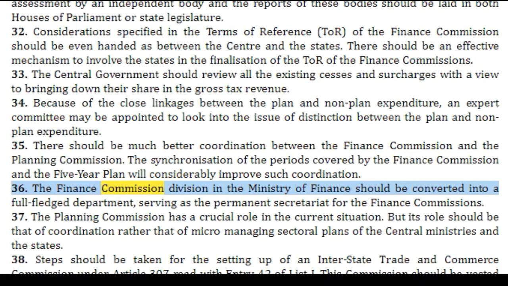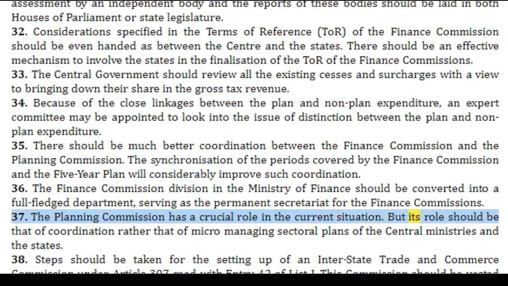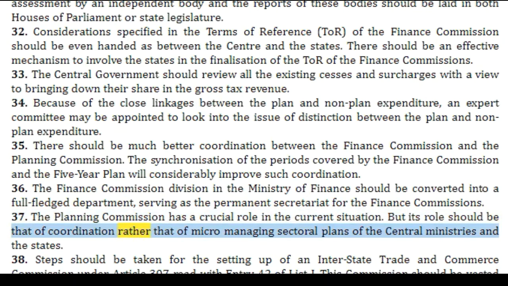36. The Finance Commission division in the Ministry of Finance should be converted into a full-fledged department, serving as the permanent secretariat for the Finance Commissions. 37. The Planning Commission has a crucial role in the current situation, but its role should be that of coordination rather than of micromanaging sectoral plans of the central ministries and the states.